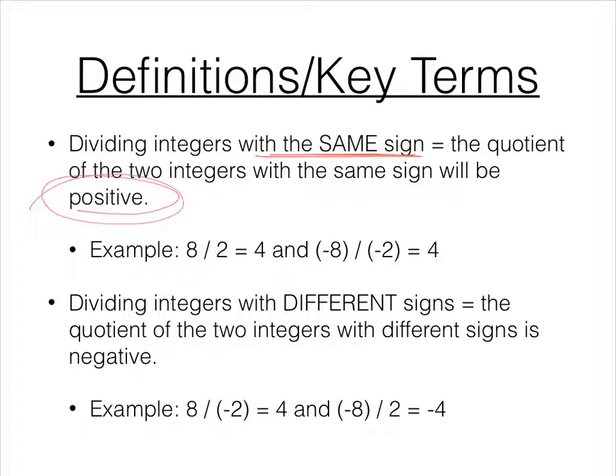And then dividing integers with different signs, same thing as before with multiplication. The quotient, or the answer, is going to be negative when we have different signs. So here again we see it, 8 divided by a negative 2. We have a positive number and a negative number. We get... there's an error here. This should be negative 4. And then we have negative 8 divided by 2, which is going to give us, again, a negative answer. So both of those are negative numbers.